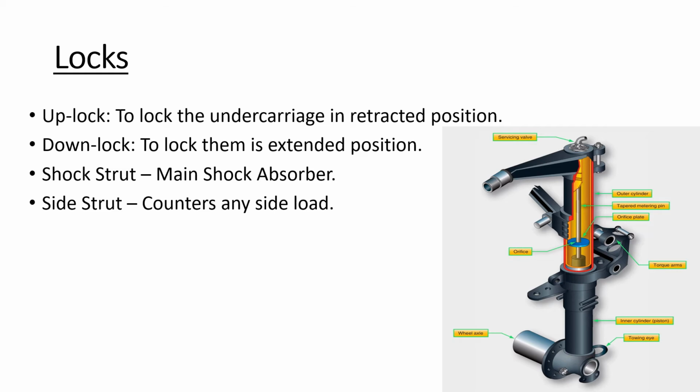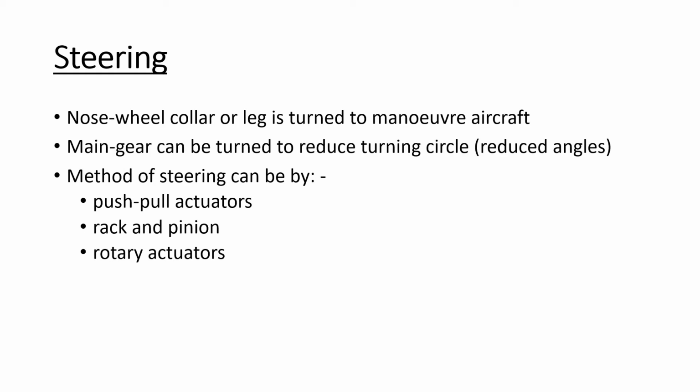Steering can be achieved by turning the nose wheel for maneuvering the aircraft. A main gear can be turned to reduce the turning circle of the aircraft. And for steering, there are three methods. Number one is the push-pull actuator, number two is rack and pinion, and number three is rotary actuators.